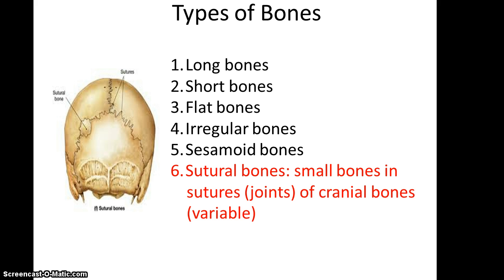And then there are the sutural bones. The sutural bones are small bones found in the sutures, or joints, of the cranial bones. They also vary in number from person to person. Some people could have 0, and other people could have many.